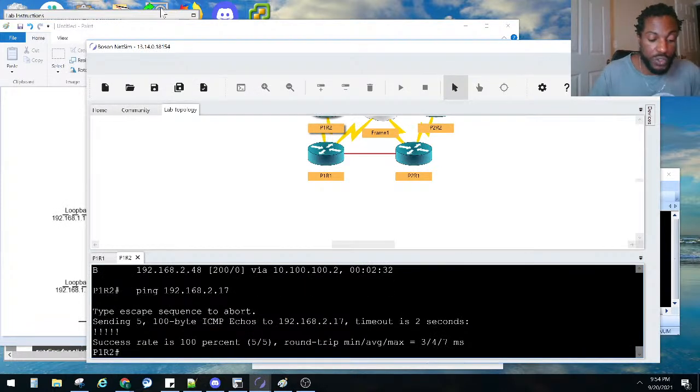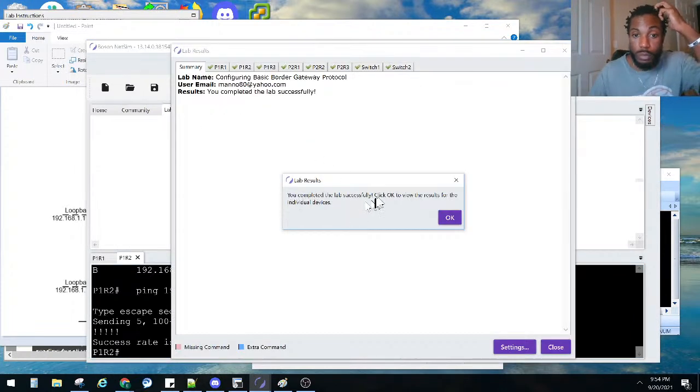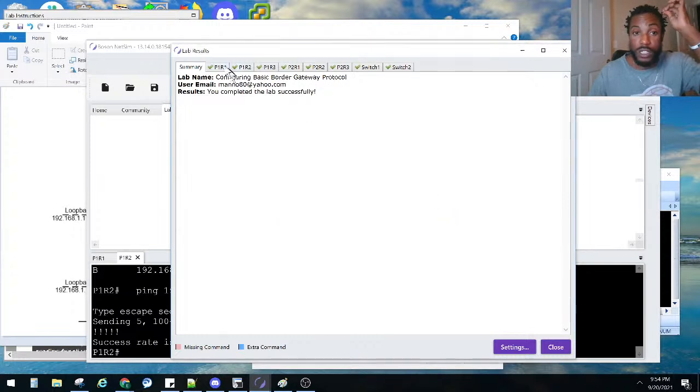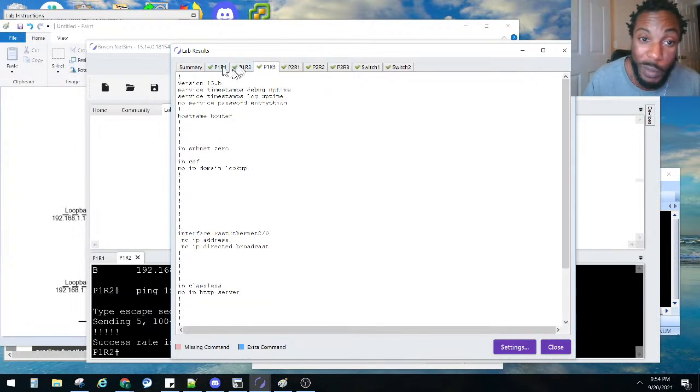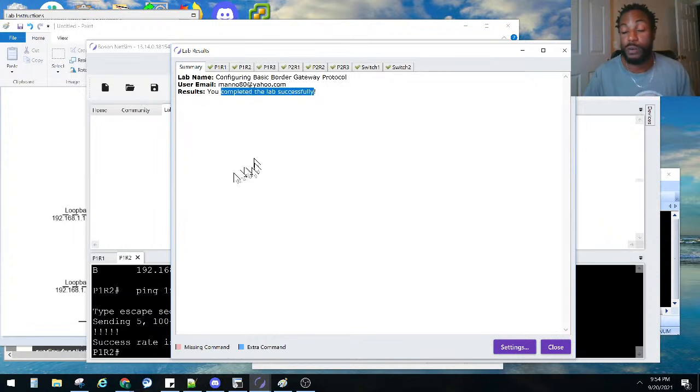Good to go. We press Control G to grade the lab, right? The menu's messed up, so we'll use Control G. And right here, you completed a lab successfully. Click OK to view the results. So we're good to go. Once we see all check marks like this, that's what I love about Boson NetSim. It grades your work, so if you're missing anything or made a mistake somewhere, it'll tell you, and you'll see some red X's over here. So I guess we pretty much did the lab and completed it successfully.